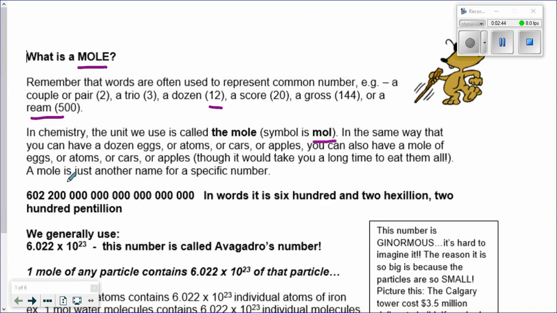So what a mole actually is in terms of a number is not nice little numbers like dozen or pair or ream. It's actually a huge number. 602,200 and then just tons of zeros. In words, it's 602 hexillion, 200 pentillion. I'm never going to ask you to write that again, but just know that it's a ginormous number.